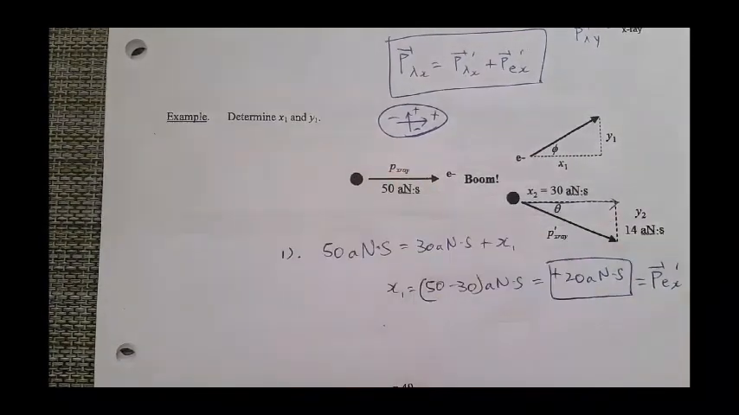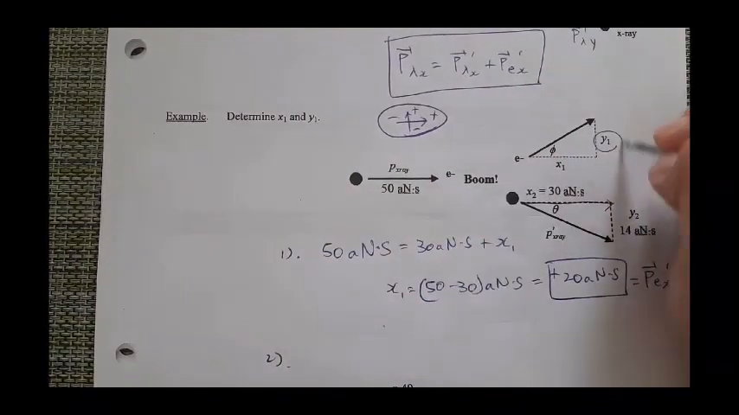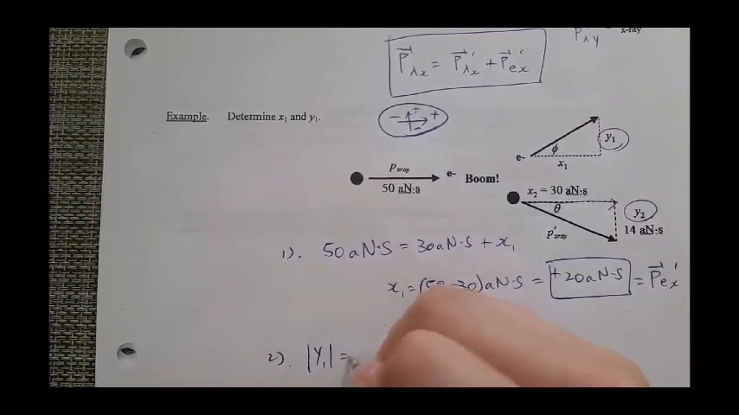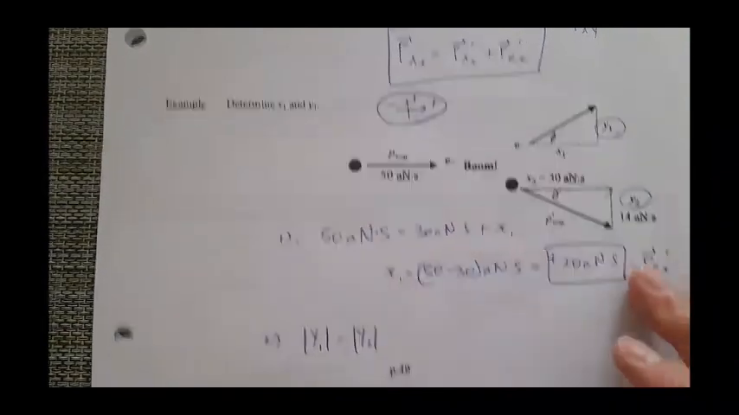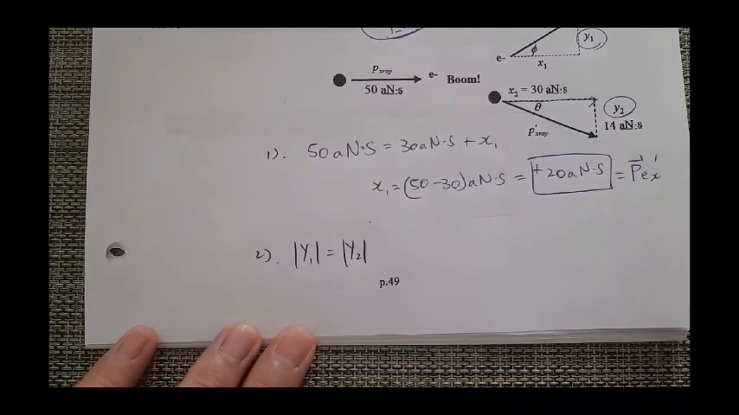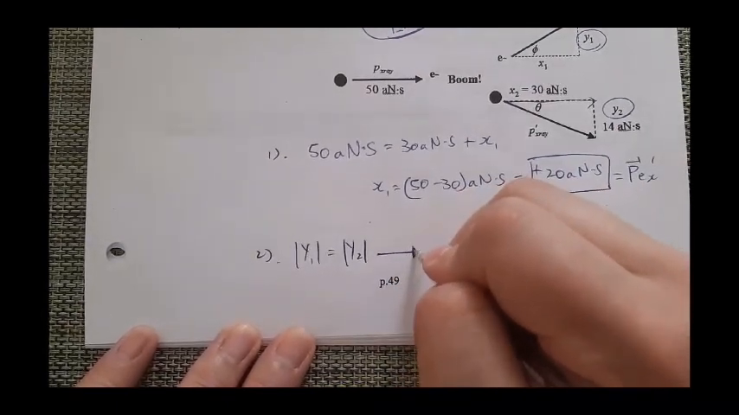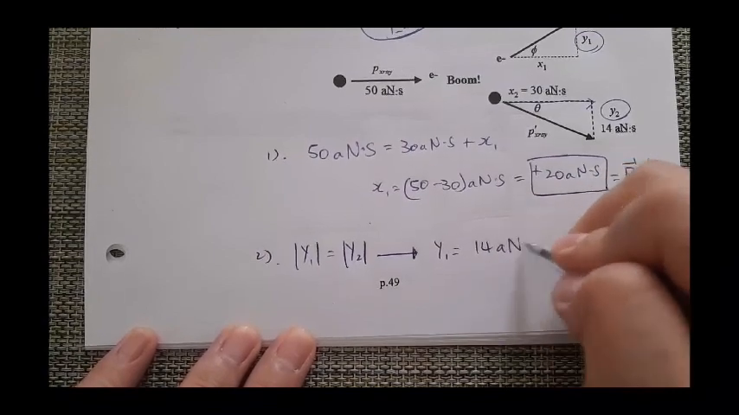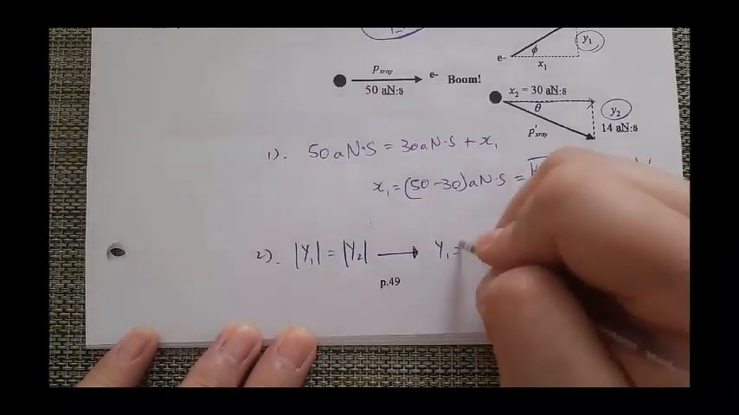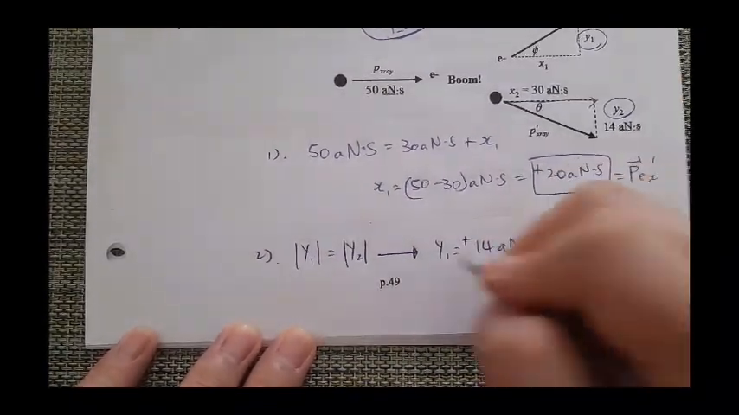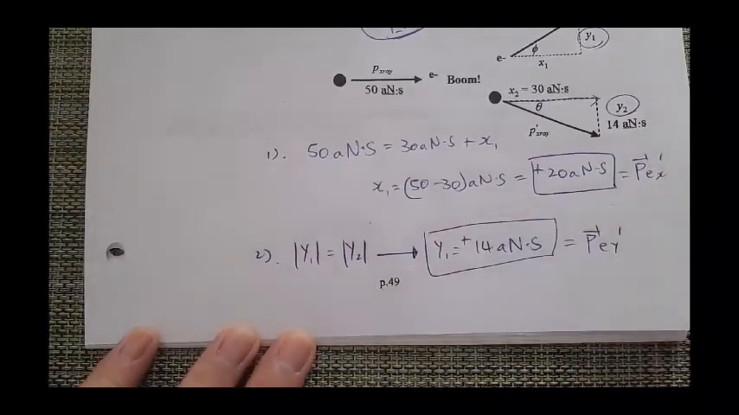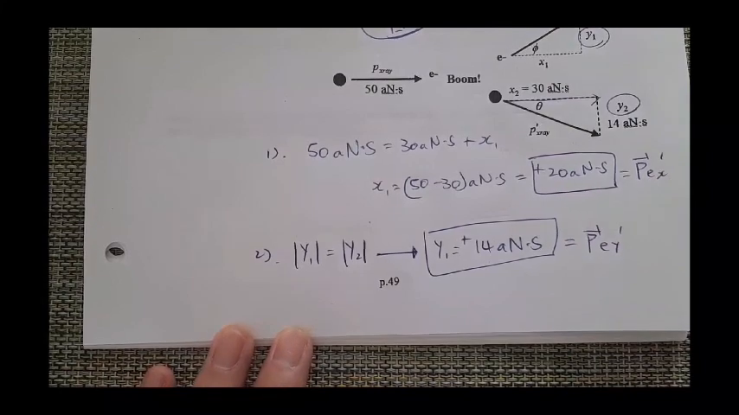Y1 should be very similar, except we don't have any positive or negative, so that means for my Y1, when it comes to just absolute value, regardless of the sign, they should equal each other. So that means my Y1 is actually 14 A and S, but it's positive, so it's going north, and that is equivalent to my Y component of momentum.